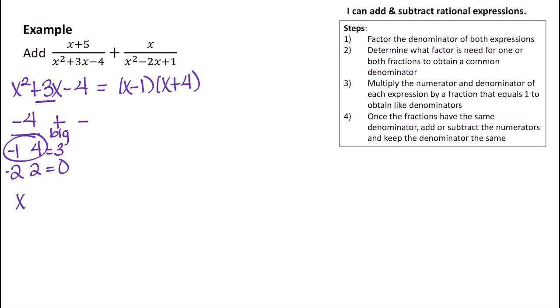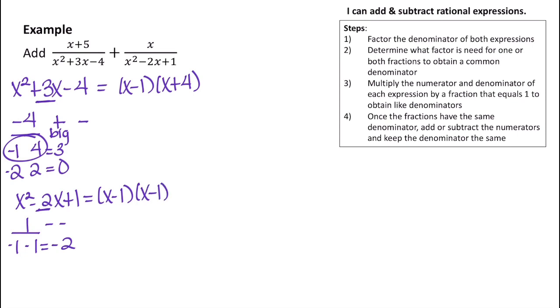Now we have x squared minus 2x plus 1. Let's go ahead and factor this now. We have 1, so we need two factors of 1 that are going to add up to negative 2. The two factors of 1 are basically 1 and 1. Since 2 is negative, we're going to need both factors to be negative. So negative 1 and negative 1 do add up to negative 2. So these are going to factor to x minus 1 times x minus 1.